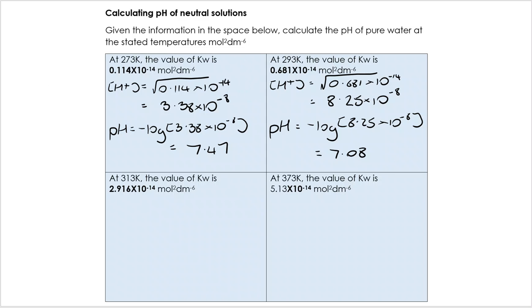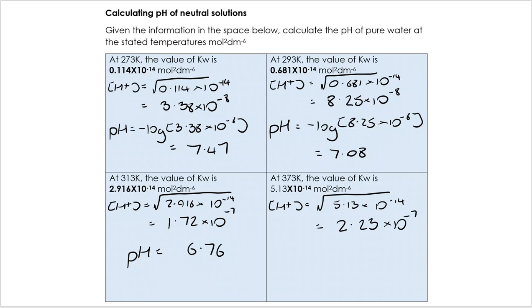Let's increase the temperature again and try the next one. I substitute my figures in, I get to my H plus concentration of 1.72 by 10 to the minus 7, and what I then find when I put that into my pH expression, I'm summarising a little now so we can see the working out, we get to a pH of 6.76. And then I go on to the final example. I work out my H plus concentration in exactly the same way, 2.23 by 10 to the negative 7. I substitute that into my pH expression, and I get 6.64.